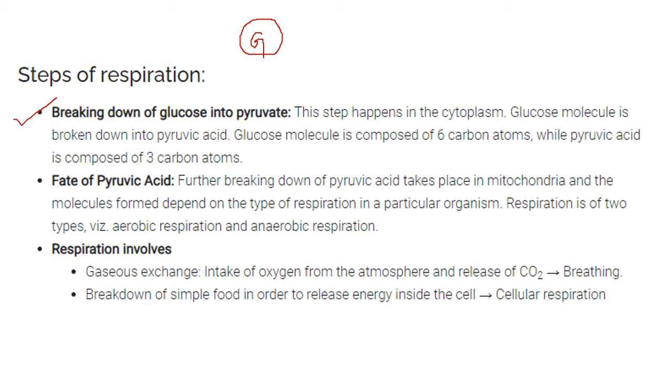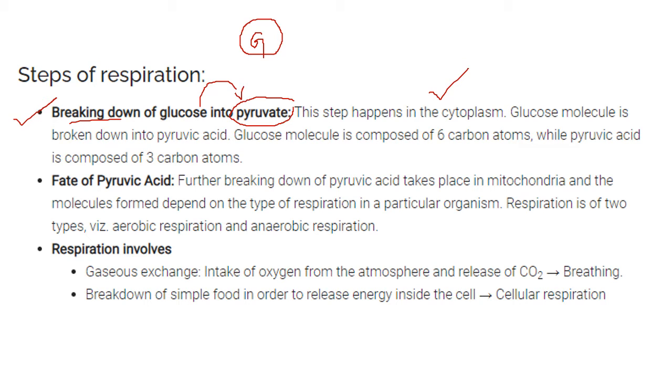You have studied the digestive system, right? Or the digestion process. So this glucose will first be converted into pyruvate. Okay, so what will happen? This step happens in the cytoplasm. So this process occurs in the cytoplasm. When the glucose is converted into the pyruvate, this occurs in the cytoplasm.